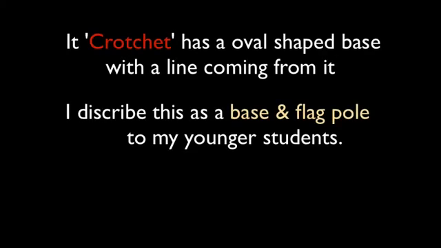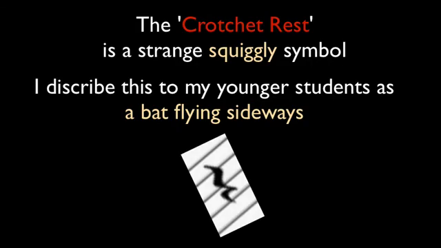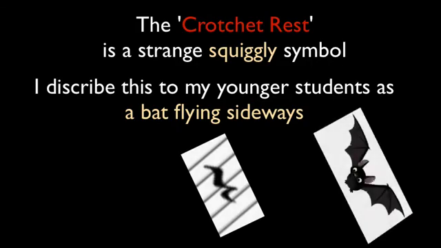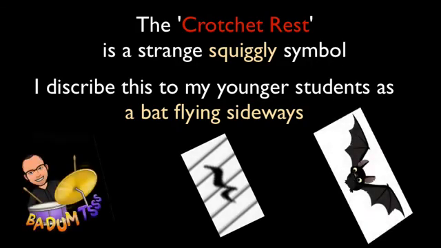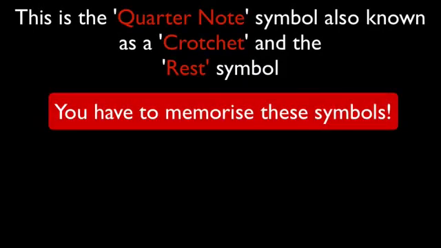The crotchet note has an oval-shaped base with a line coming from it. I describe this as a base and a flagpole to my younger students. The crotchet rest is a strange squiggly symbol. I describe this to my younger students as a bat flying sideways. You have to memorize these symbols.